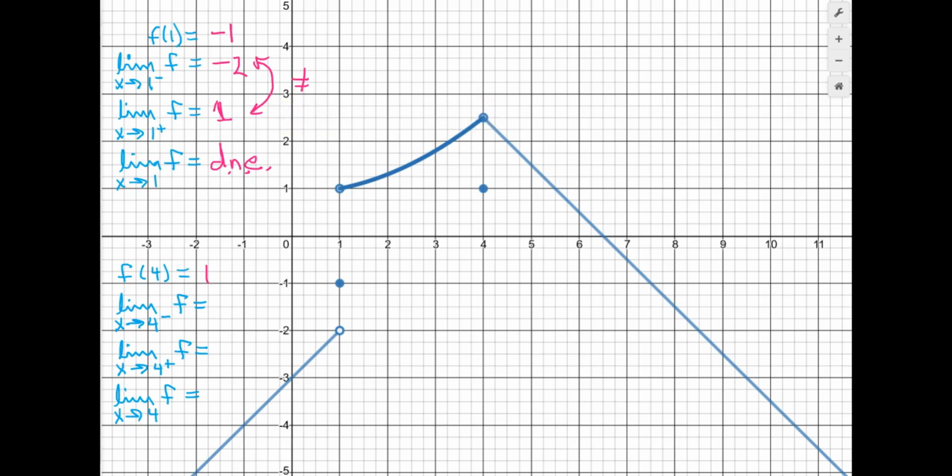Let's double check that. If we just move along the curve, let's keep an eye on what is happening to the y coordinates. As the x coordinates are getting closer to 4 from the smaller side, the y coordinates, currently my y is 2.359, they are getting closer to 2.5, yes. So we would say that that limit is 2.5.